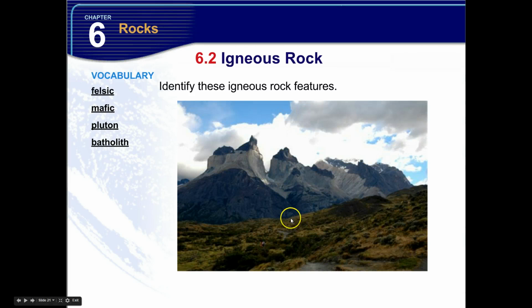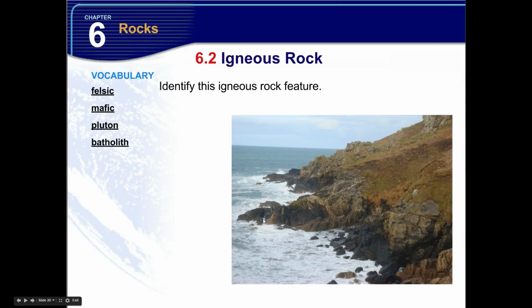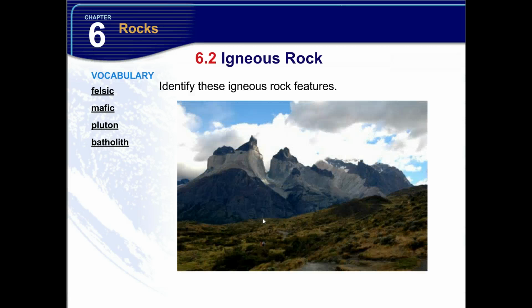Now this one's almost an entire mountain range as well. This one before it is underwater. You can't really see most of it. This one is pretty obvious. It's most of a mountain range. The batholith is the largest igneous intrusion feature.